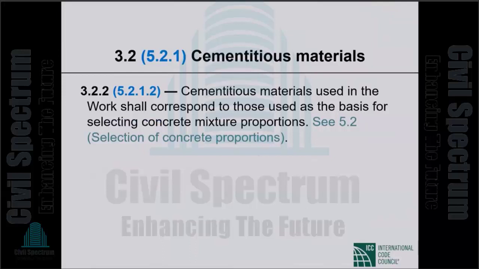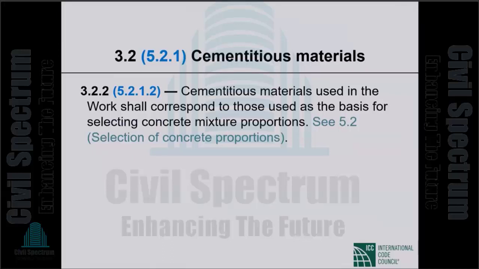Now, this is not citing a standard, and this is a requirement in all the slides. The section numbers in black are 318-08 section numbers. The section numbers in blue are BNBC 2020 section numbers.